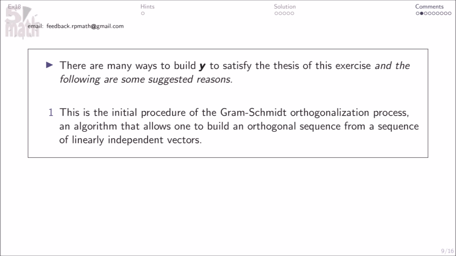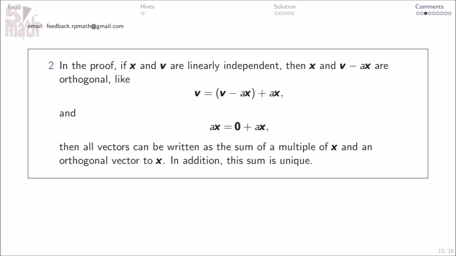There are many ways to build y to satisfy the thesis of this exercise, and the following are some suggested remarks. 1. This is the initial procedure of the Gram-Schmidt orthogonalization process, an algorithm that allows one to build an orthogonal sequence from a sequence of linearly independent vectors. 2. In the proof, if x and v are linearly independent, then x and v minus ax are orthogonal, like this and that. Then all vectors can be written as the sum of a multiple of x and an orthogonal vector to x. In addition, this sum is unique.